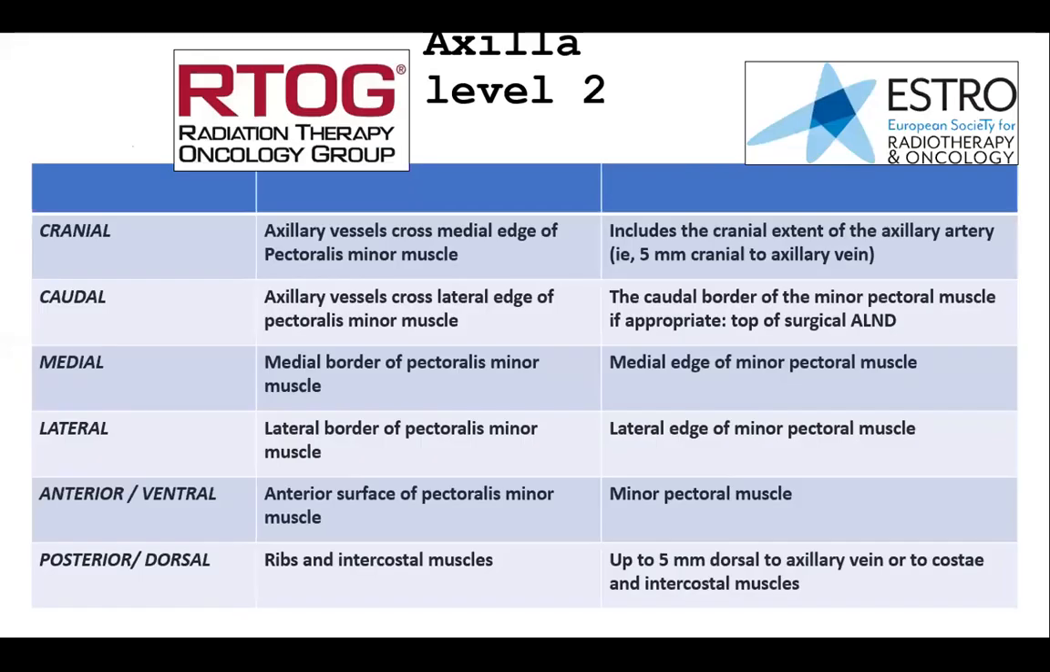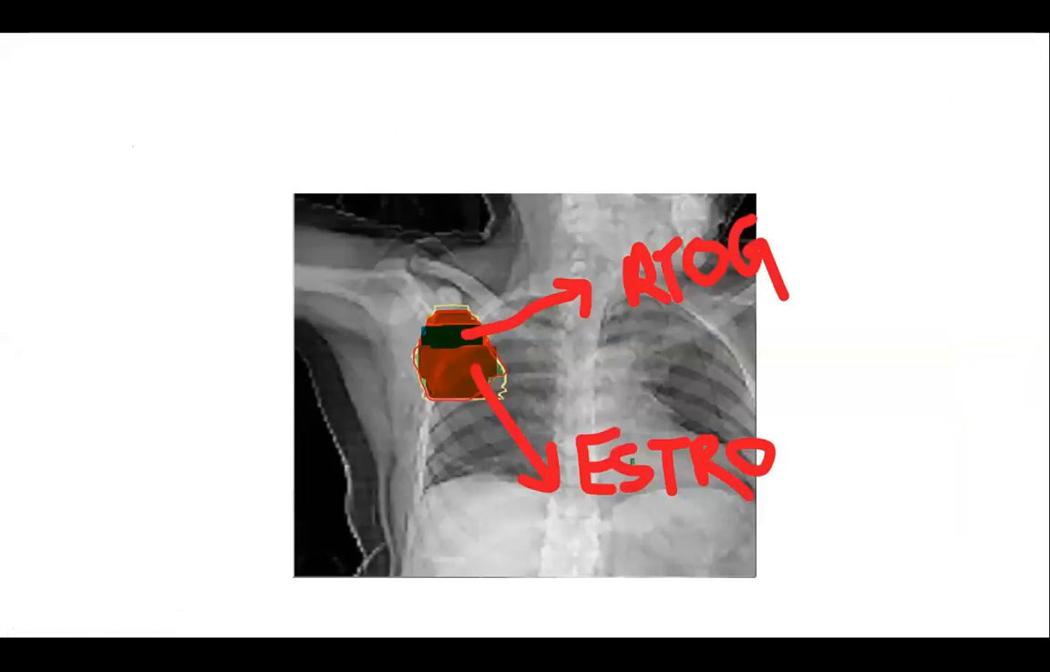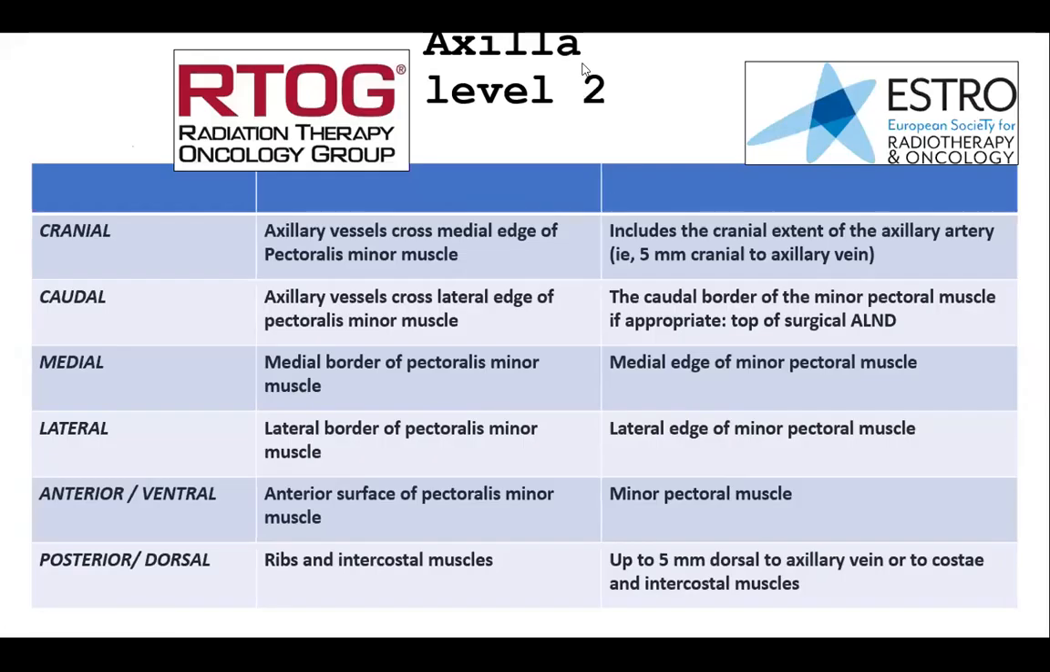So I can't find more pictures, sorry. However, similar to what we have seen in level 1, again in level 2 also, in ESTRO they have taken a 5 mm margin to this axillary vessel. So here also the cranial border of the ESTRO guidelines will be slightly higher than the RTOG guidelines.